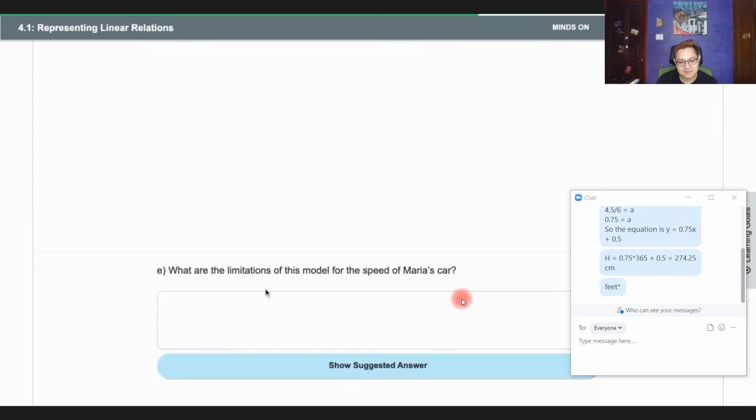What are the limitations for this model of the speed of Maria's car?